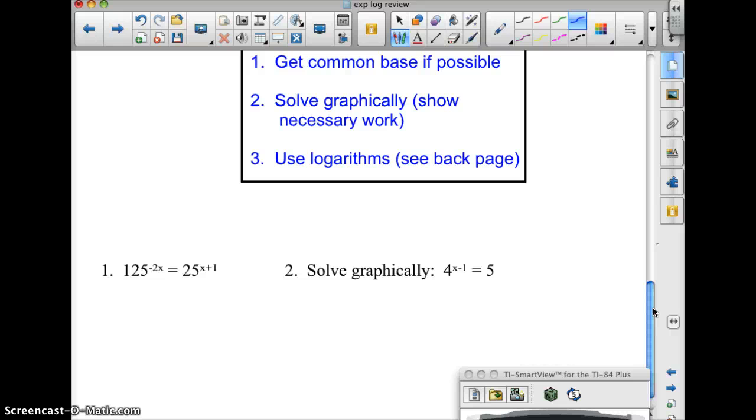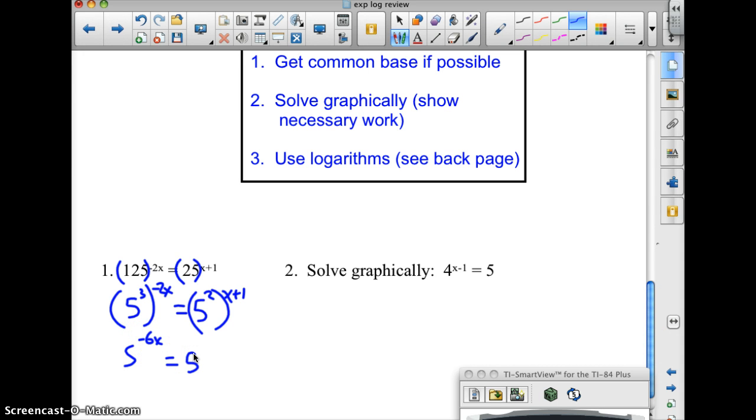All right, so this one right here, 125 and 25. Now, those are both powers of a common number, right? 125 is 5 to the 3rd to the -2x, and 25 is 5 squared to the x plus 1. Now, with the properties of exponents that we just covered, it's going to be 5 to the -6x equals 5 to the 2x plus 2. Don't forget to distribute there.